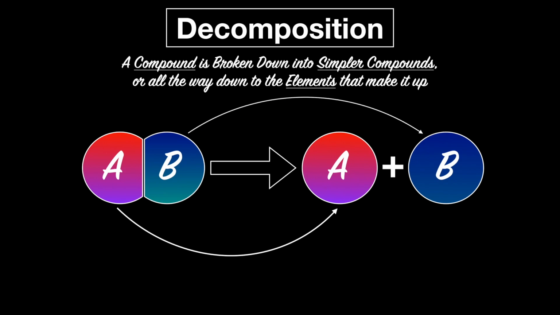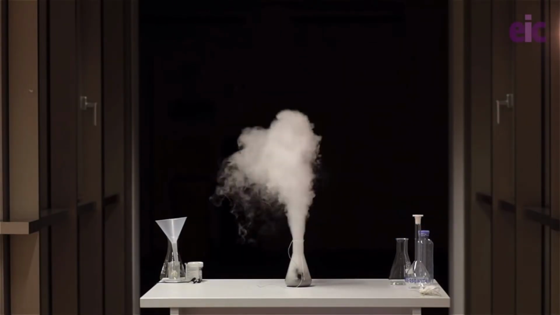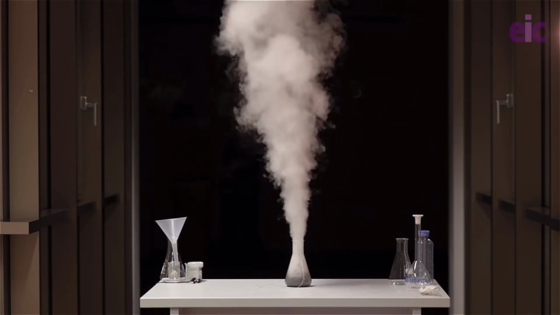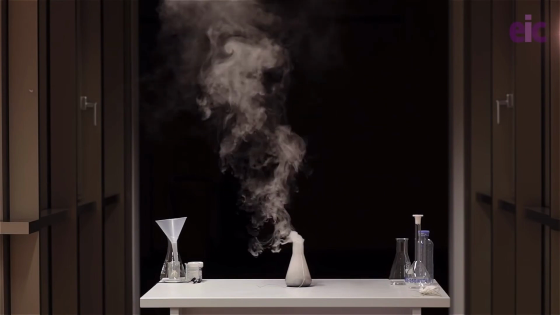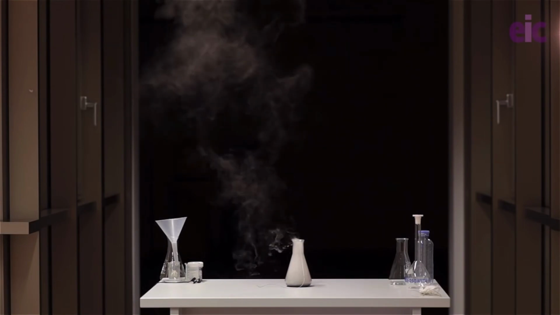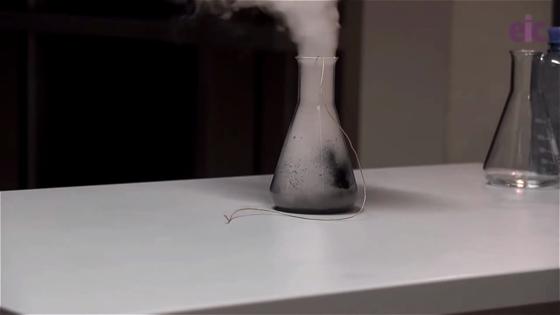Okay, so an example of this is when we take hydrogen peroxide, add a catalyst, and convert it into oxygen and hydrogen gases. And we can see that chemical reaction occurring in the test tube and in the beaker here in the image.